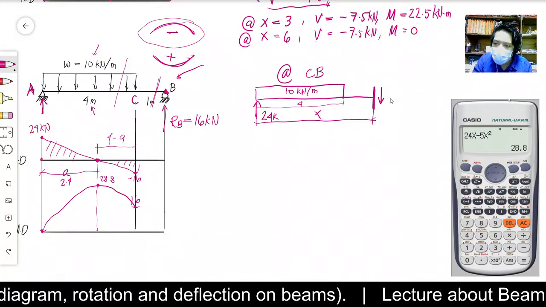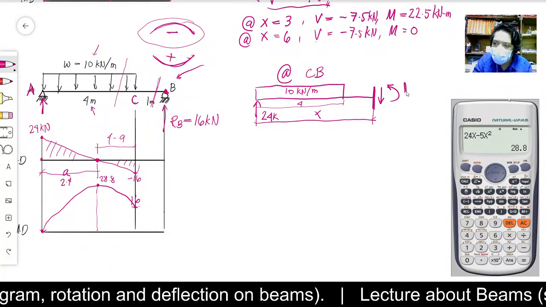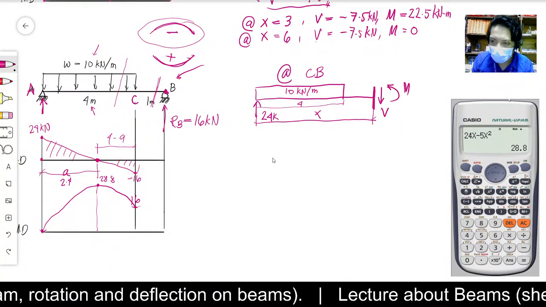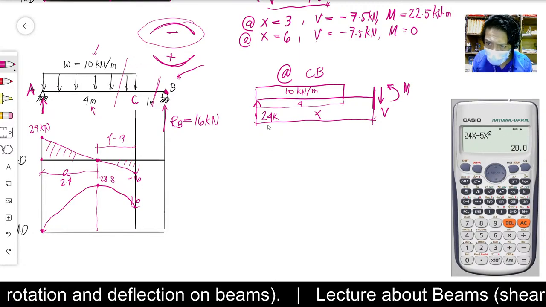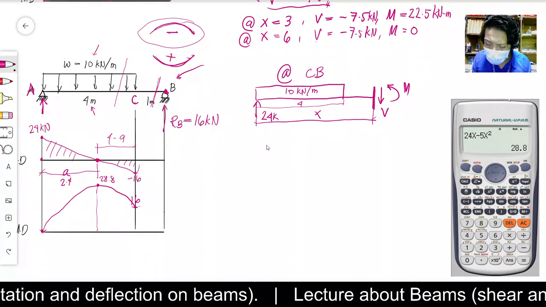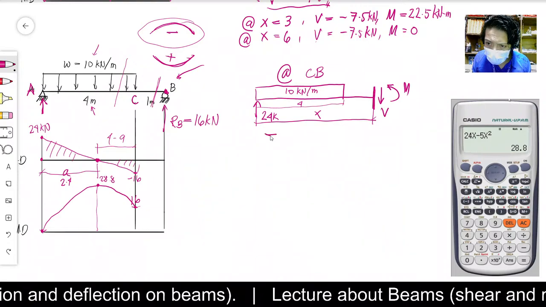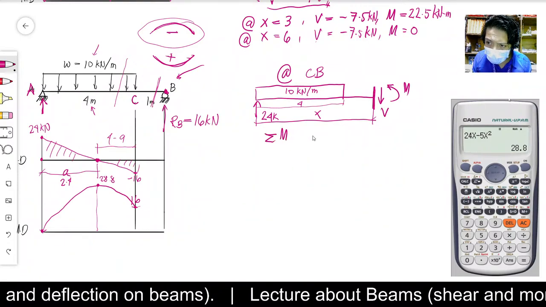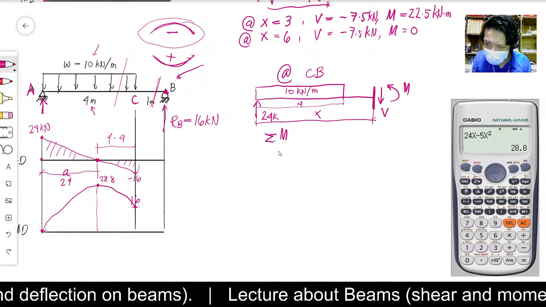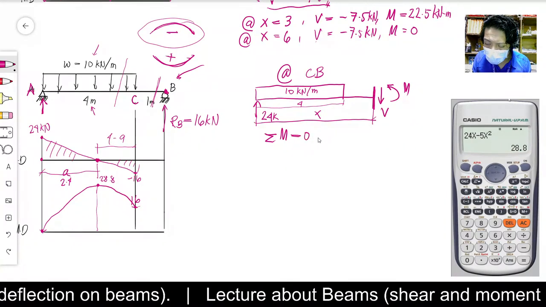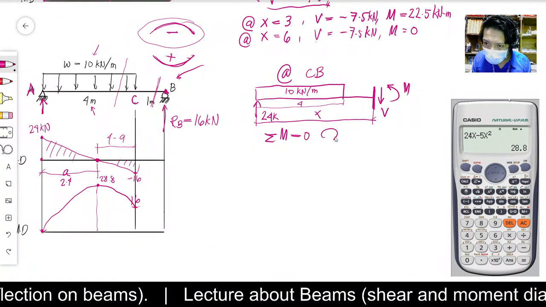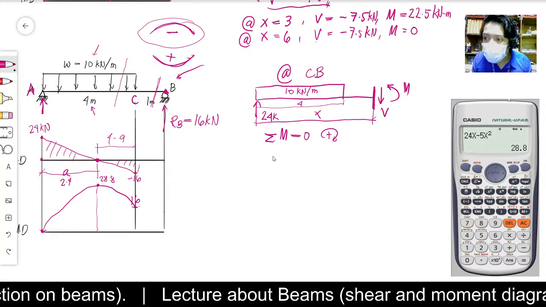So you have your shear and you have here the moment. To find the equation of the moment, we sum the moment at the cutting plane right here, that is equal to zero. We will take the clockwise as the positive moment.